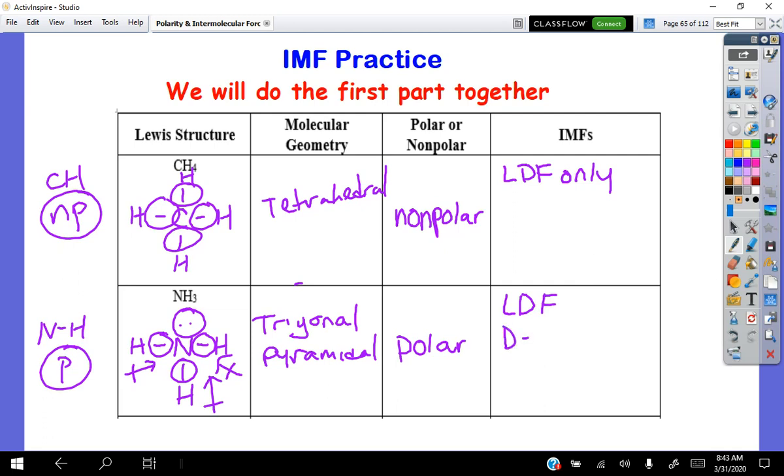And since it's polar, it also has to have dipole-dipole forces. I'm going to abbreviate that D-D. Now, if I have dispersion forces and dipole-dipole, I have to check for hydrogen bonding. Ask yourself, is there an H in this molecule? The answer is yes. And is that H bonded to a nitrogen, an oxygen, or a fluorine? The answer in this case is yes. So this also experiences H bonding. Let's do a couple more.